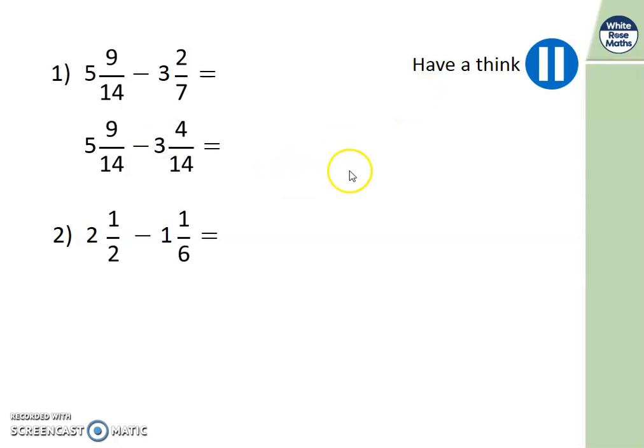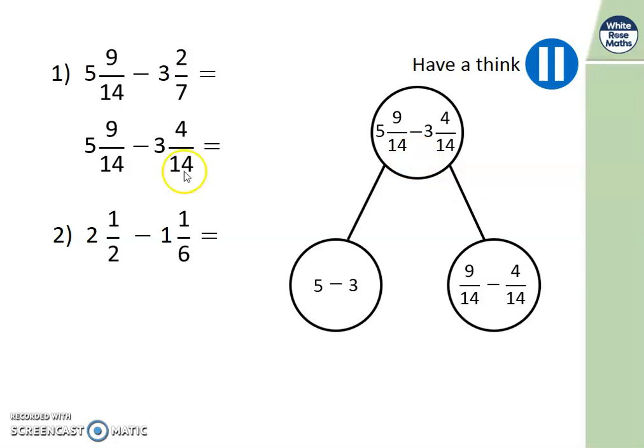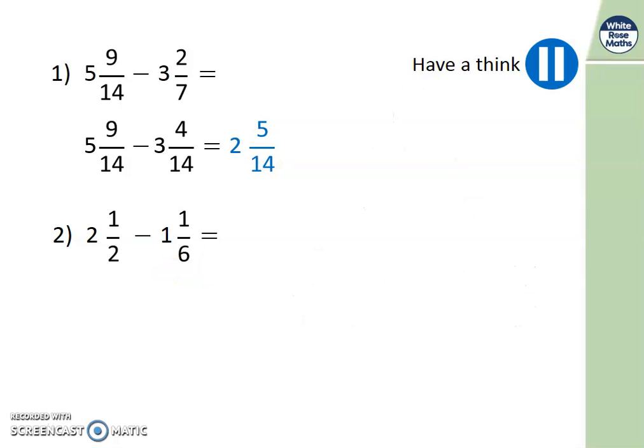And then let's use our part whole model to split that up into the 5, subtract the 3 whole ones, which is 2 of course, and then 9 14ths, subtract 4 14ths, which leaves us with 5 14ths. We put the two answers back together in the final answer. Let's have a look at number 2.